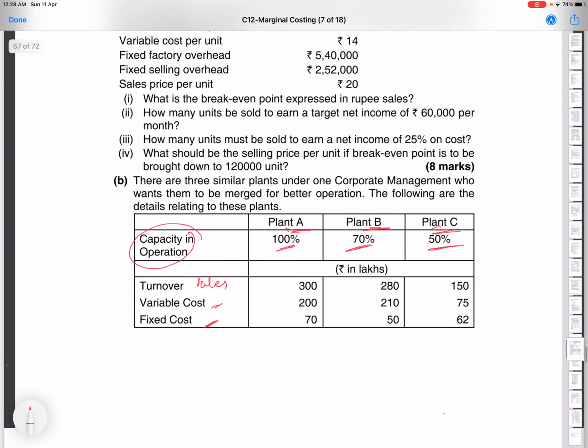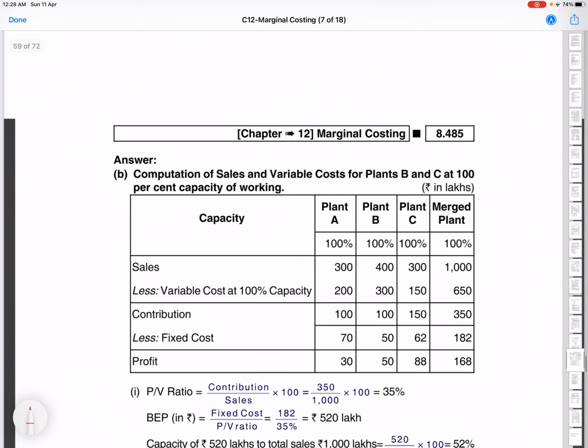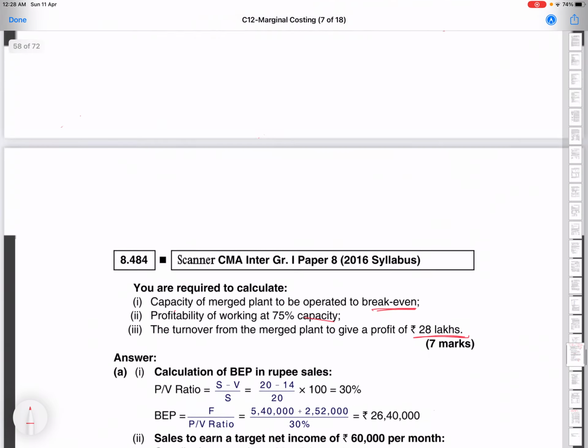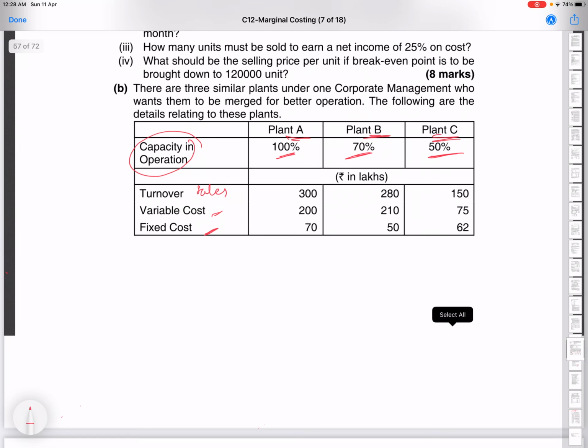So we will first put all data in a normal marginal costing format. We will make the table with capacity, particulars, plant A, plant B, plant C and total, which is the merged plant. We'll put all data in that format, but as they are looking for better operations, we'll assume that they will utilize whole capacity of each plant. So we'll make the table assuming all are working at 100% capacity.